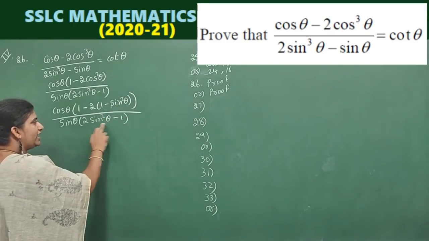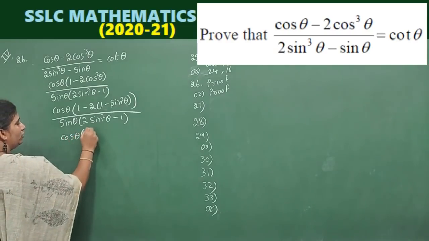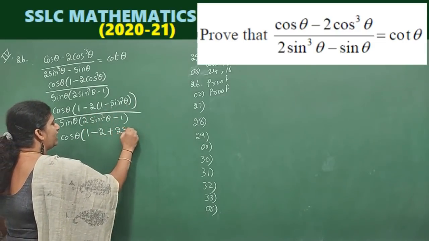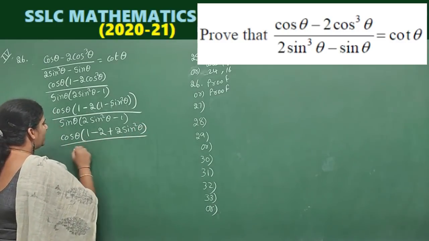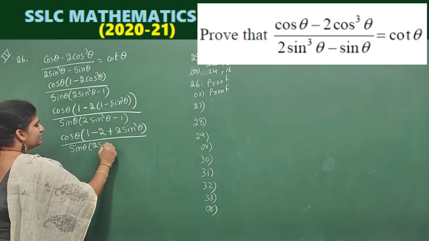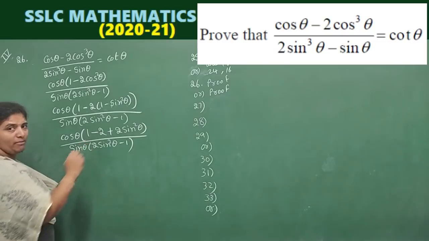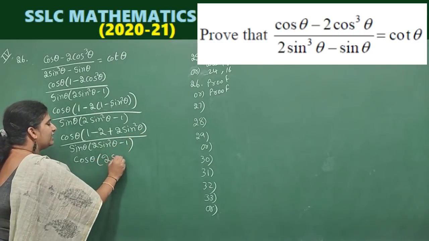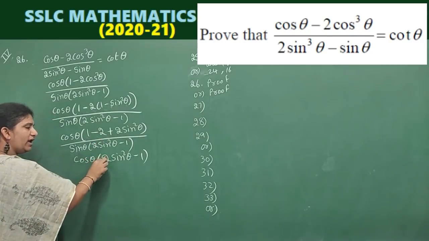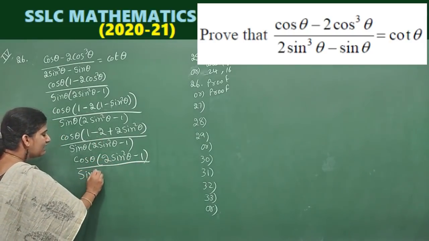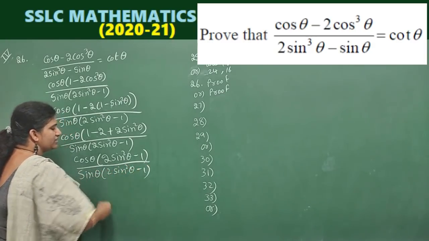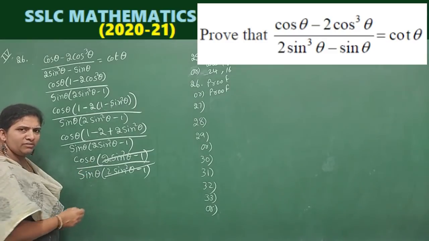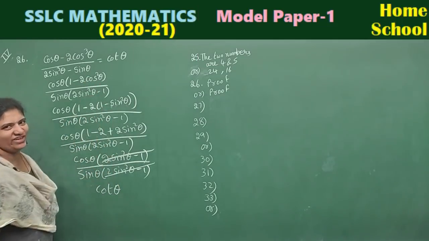Change only the numerator, don't touch the denominator. Cos theta into 1 minus, remove the brackets, 2 into 1, 2 minus into minus plus 2 sin square theta. 1 minus 2 will be, write the denominator first, 2 sin square theta minus 1. 1 minus 2 will be minus 1. Instead of writing minus 1 plus 2 sin square theta, I rewrite it as 2 sin square theta minus 1. By sin theta into 2 sin square theta minus 1. 2 sin square theta minus 1 cancels. You are left with cos theta by sin theta. What is cos theta by sin theta? Cot theta. This is the only thing we need to prove.